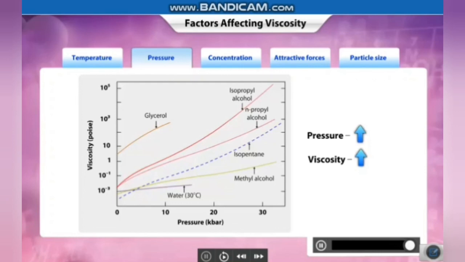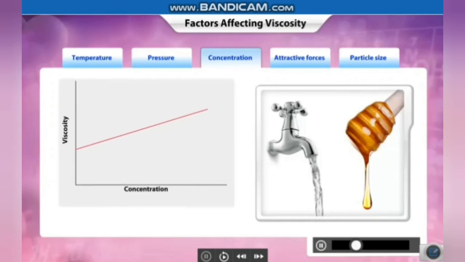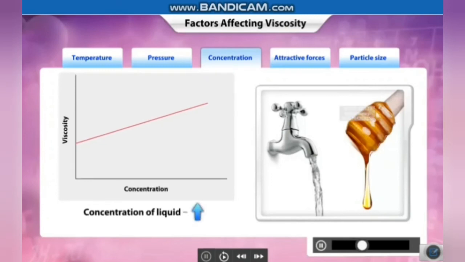Next, let us learn about concentration. Concentration is the amount of a substance dissolved in a specific volume. When concentration of substances increases, viscosity of the liquid also increases. For example, honey comprises glucose and water. The higher the concentration of glucose, the higher is the viscosity.